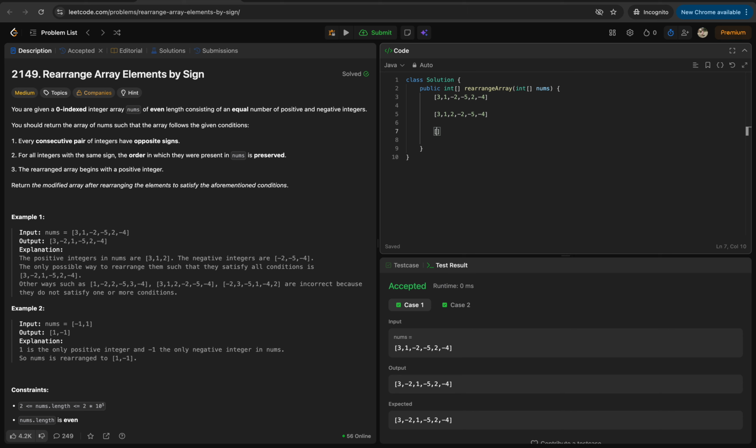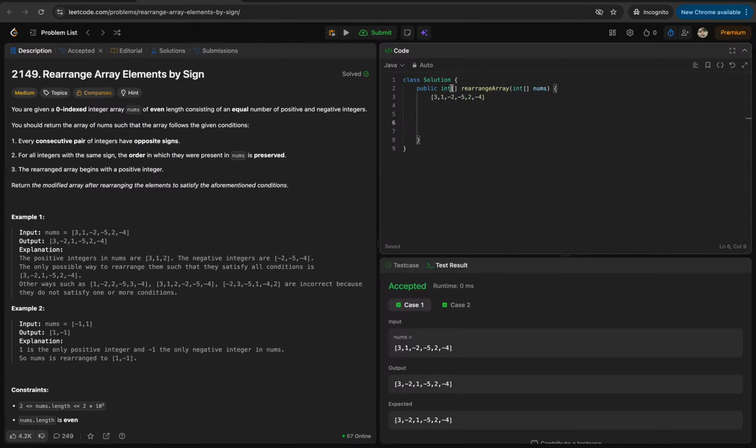So it will become 3, -2, then 2, then 2, then 1. So we need to swap it with this one. So -5, 2, -2, -2, 1 and -4, like this. So we'll swap the even indexes of both positive and negative. That should work.